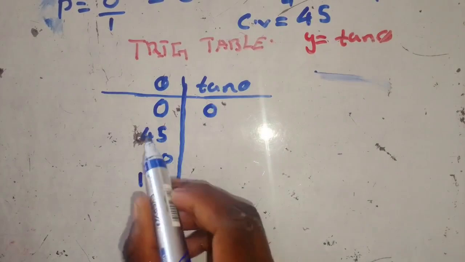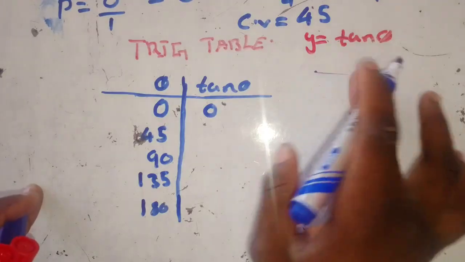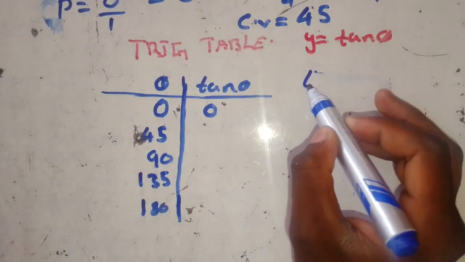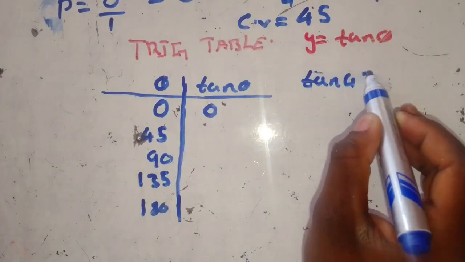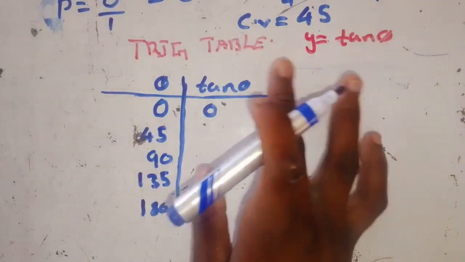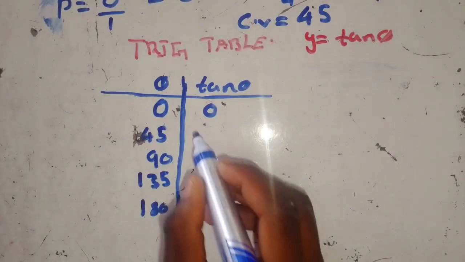So after this, you now proceed to the second point, which is 45. This means that where there's theta, we're going to put 45. So we're going to have tan 45. This is a special angle. No need of you pressing on a calculator, but if you don't know, you can press on your calculator. So tan 45 is 1.